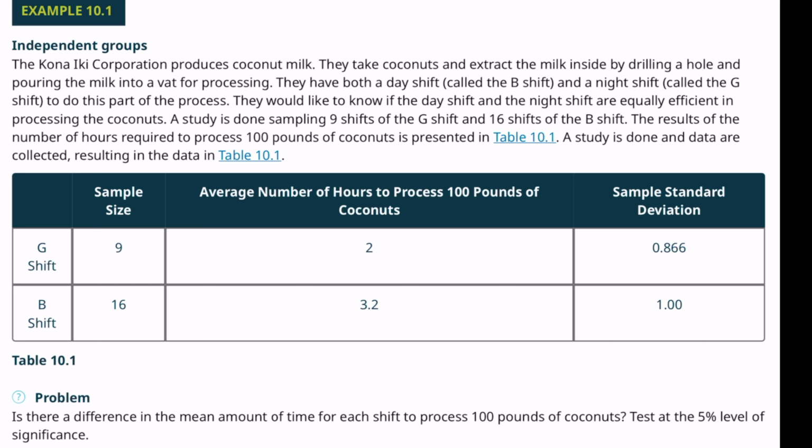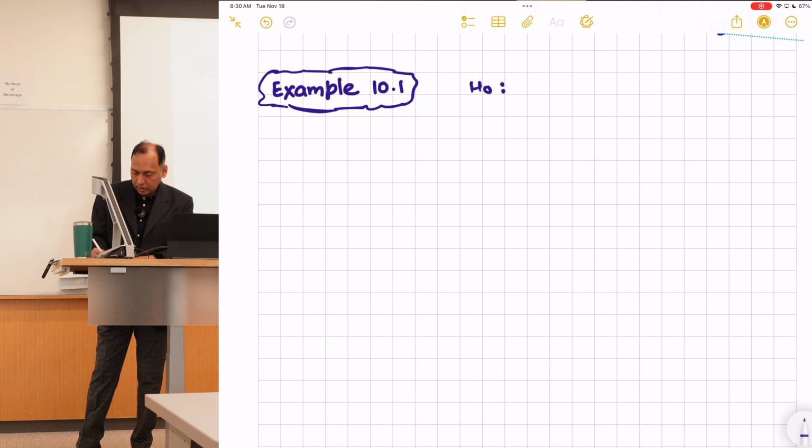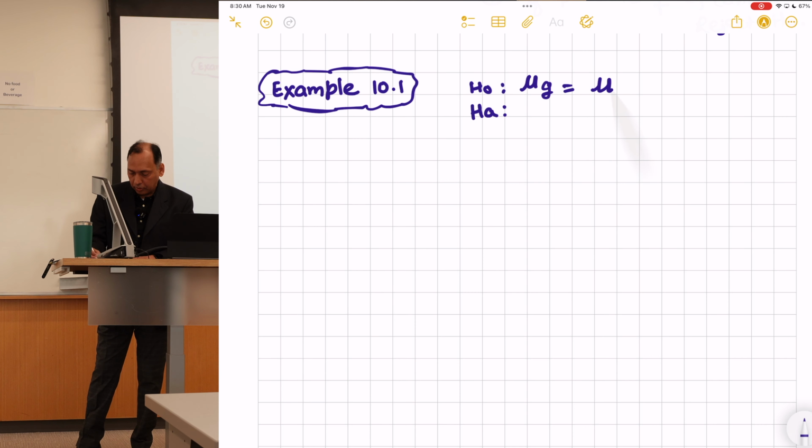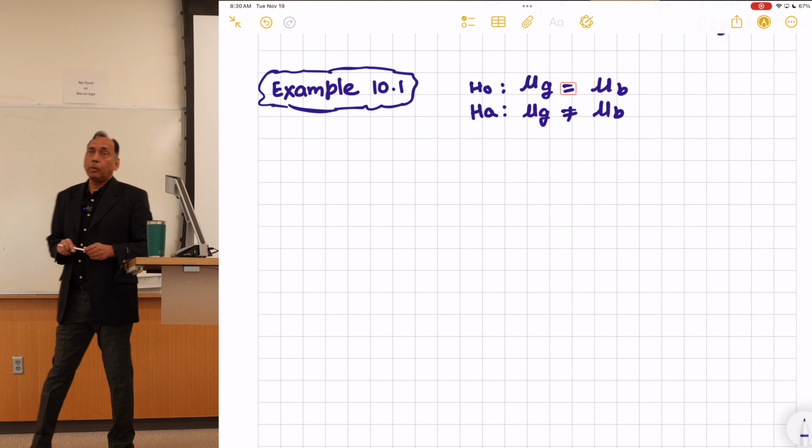So that average was 2, and for this shift it was 3.2 hours. Sample standard deviation based on the samples is also given. Null hypothesis and alternate hypothesis. Null is that mean performance in shift G is equal to mean performance in shift B, and they are not equal for alternate hypothesis.